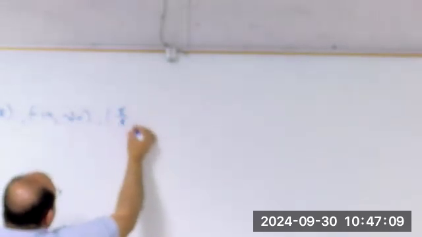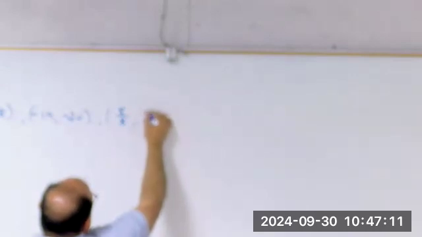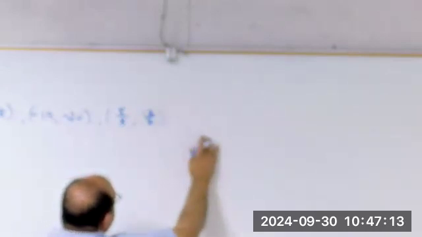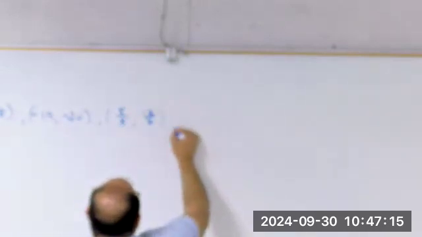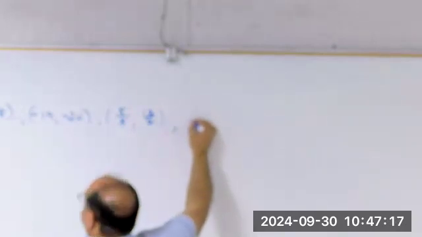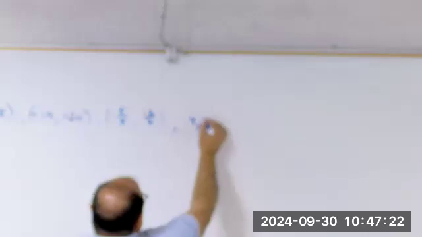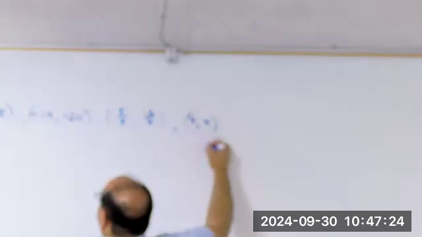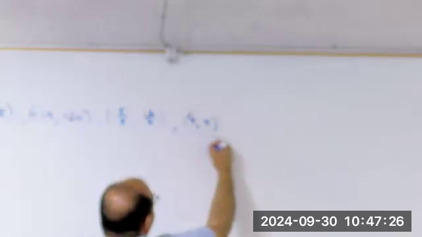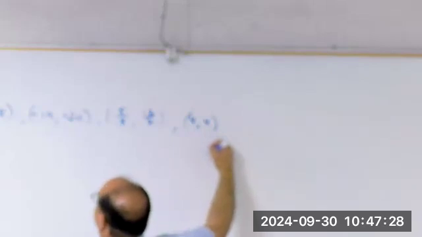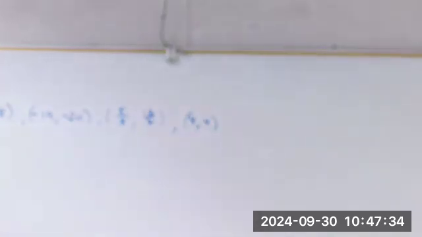Five thirds, 12 over 7, four. That's 5 ordered pairs. It's a function. Okay.